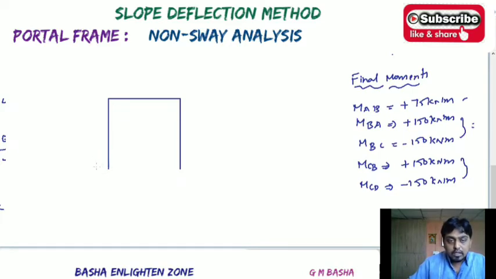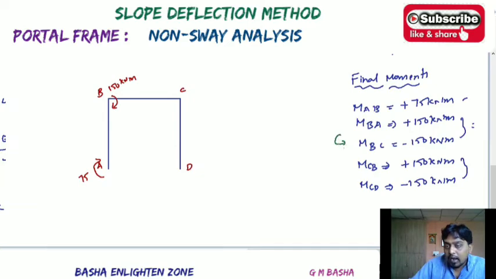So this is A, B, C and D. See here, there will be MAB, a clockwise moment of 75 kilonewton meter acting, and MBA will be plus, which is also a clockwise moment acting on the span, 150 kilonewton meter. In the same way, for MBC there is another moment, here it will be an anti-clockwise moment acting on the span, I am taking for this span, an anti-clockwise moment.